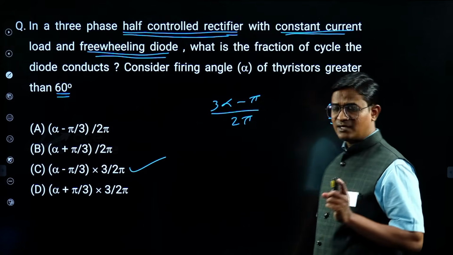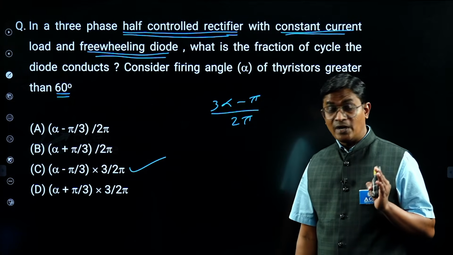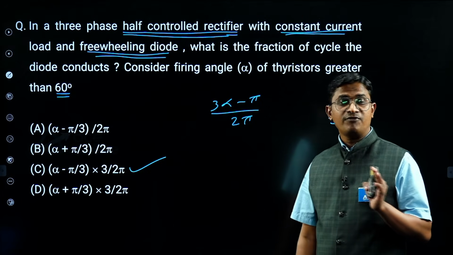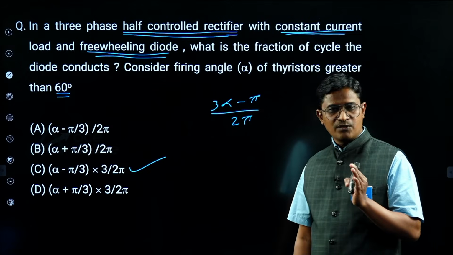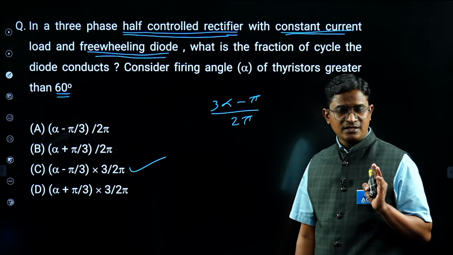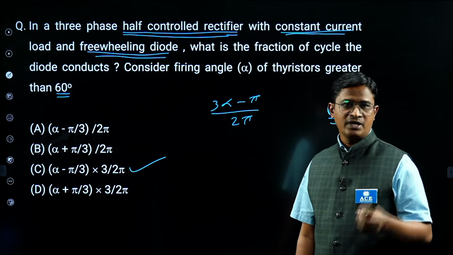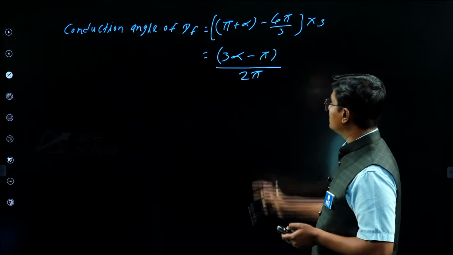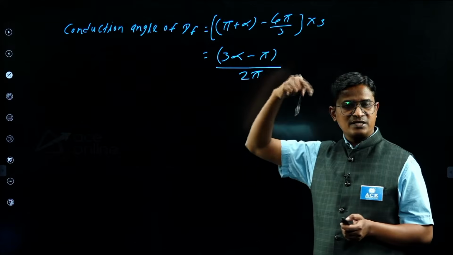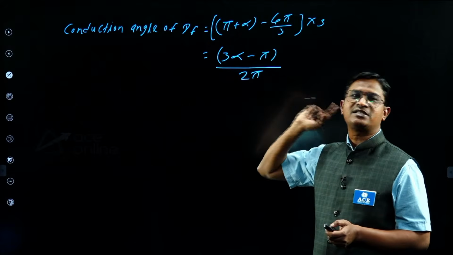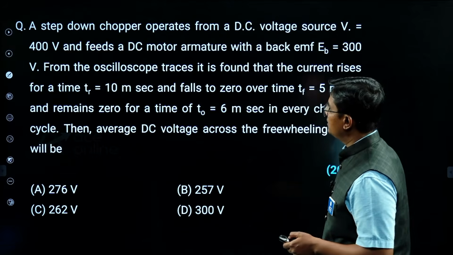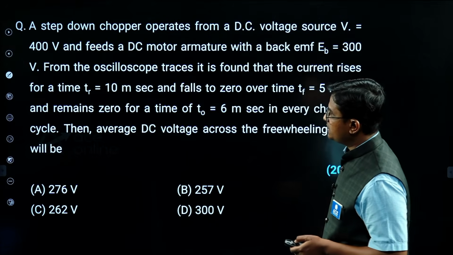So here please listen. Even while discussing this topic in the classroom sessions, we have given that for alpha less than or equal to 60 degree, there is no conduction of the freewheeling diode. If alpha is greater than 60 degree, then only the freewheeling diode will conduct. For each interval it conducts this much angle; multiply that with 3 and you get the total conduction angle. They are asking for the fraction, so you need to divide by 2 pi. That's it. Fine? Next, let us discuss this question.